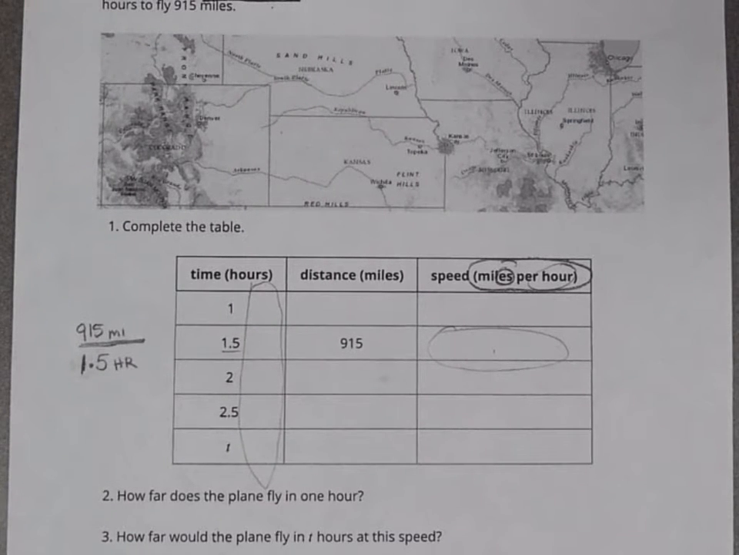Well, check this out. So we know that you can go 610 miles per hour. So that means in 1 hour, you can go.